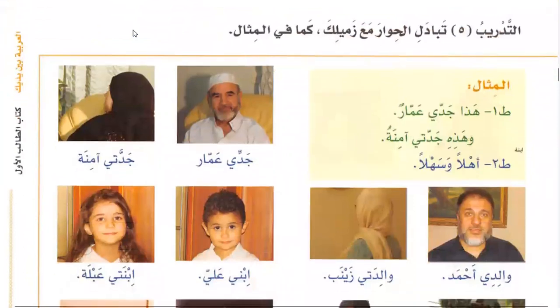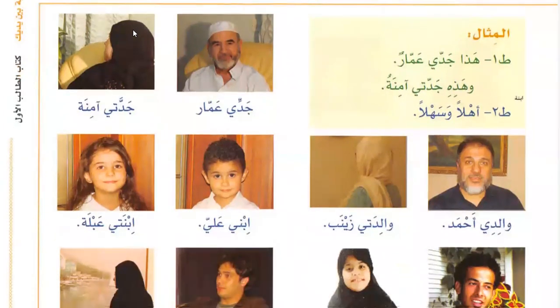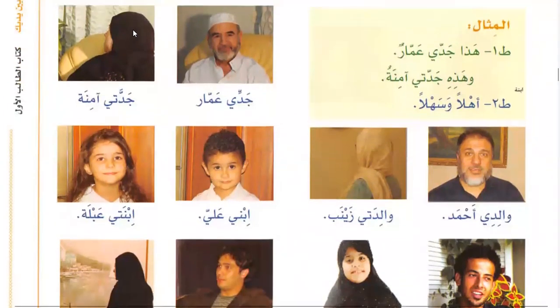Exercise five: exchange the dialogue with your colleague like in the example. The example: Haza jaddi Ammar. This is my grandfather Ammar. Wa hazihi jaddati Amina. And this is my grandmother Amina. Second female student: Ahlan wa sahlan. Welcome. So this is easy.